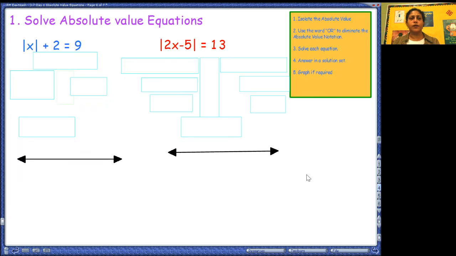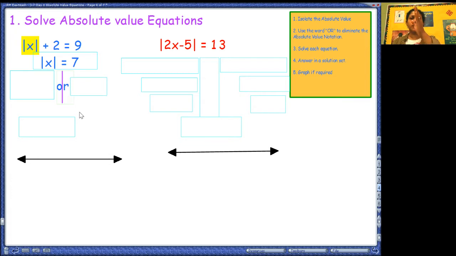So here's the first one. If the absolute value of x plus 2 is equal to 9, then you're going to isolate the absolute value. I recommend for some of you, you may want to highlight the absolute value. And then you say, all right, let me isolate my absolute value. And it becomes the absolute value of x is +7. Now you're going to eliminate the absolute value sign by putting the word or.